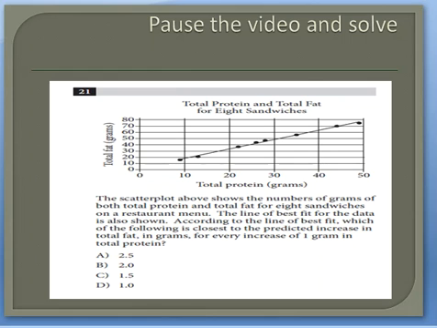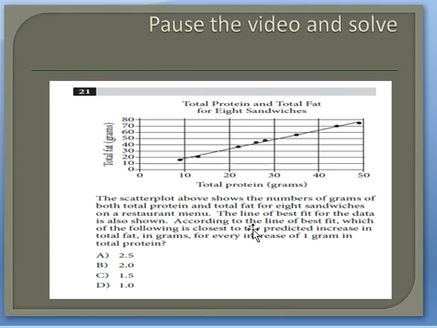So here is a problem. You have a graph. On the x-axis you see total protein. On the y-axis you have the total fat. The scatter plot above shows the number of grams of both total protein and total fat for 8 sandwiches on a restaurant menu. The line of best fit for the data is also shown. So in the menu items, as the protein is increasing, so is the fat.